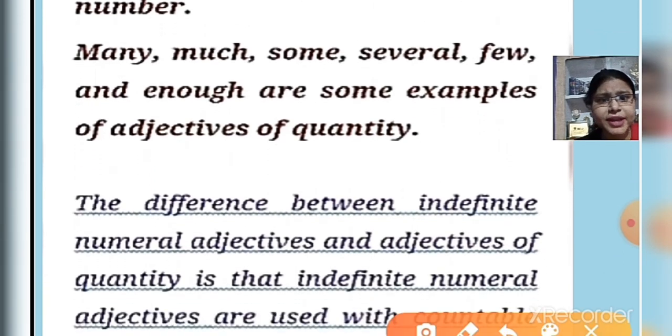So example: many, much, some, several, few, and enough are some examples of adjectives of quantity. If you are confused that the words many, some, and several are common adjectives that can come in both adjective of number, in which distributive adjectives are the last part of adjective of number. So these types of words can come in both. Clear? So now let us see one more thing.